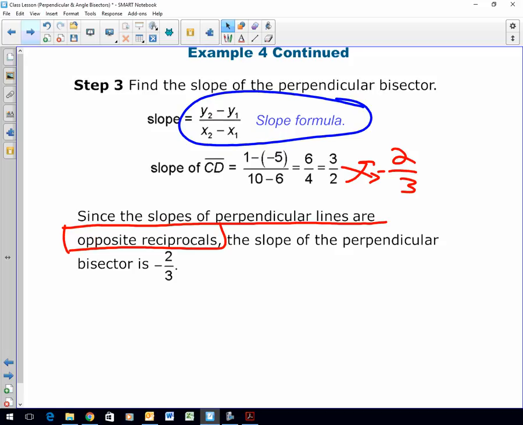What would be the opposite reciprocal slope of 2? Take 2 over 1, take the reciprocal, which is 1/2, and the opposite, which is -1/2. It's going to happen many times. That's how I find my perpendicular line. That's it. Do we have any questions about that?